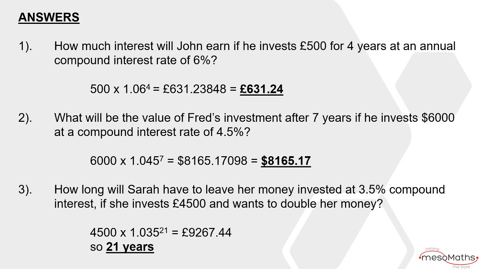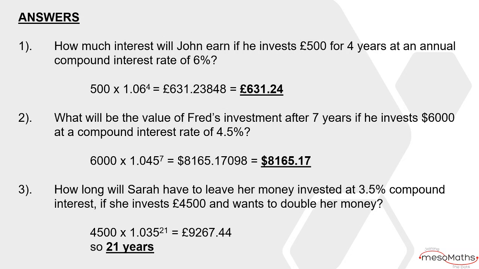So the final answer here is $8,165.17. Question 3, slightly different this time. How long will Sarah have to leave her money invested at 3.5% compound interest if she invests £4,500 and wants to double her money?